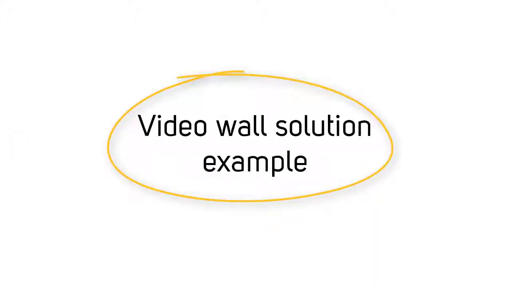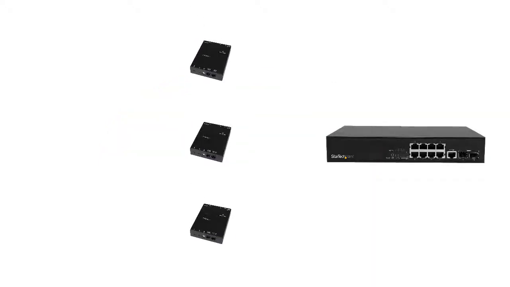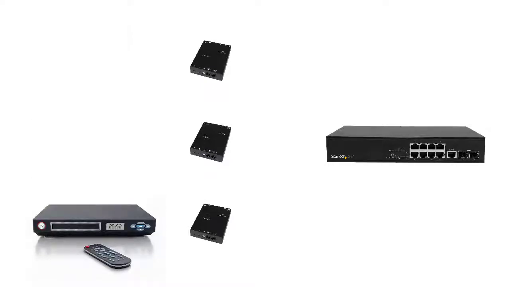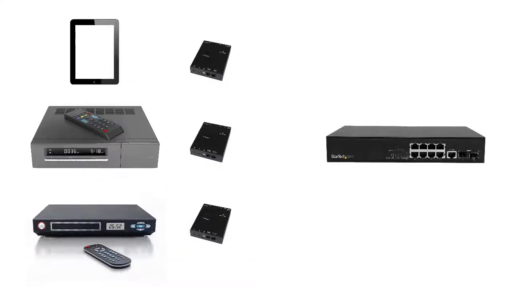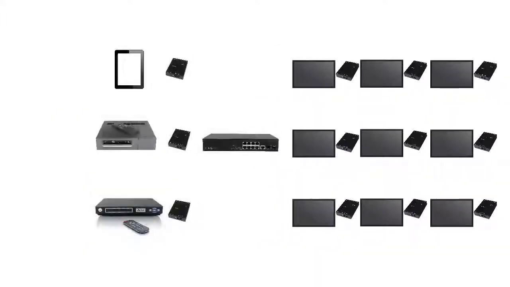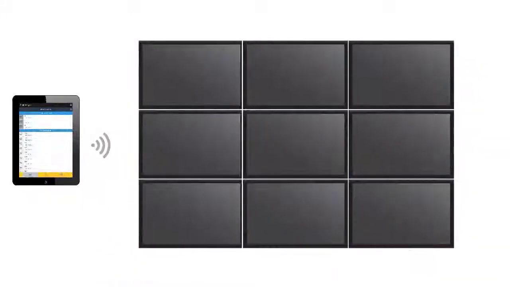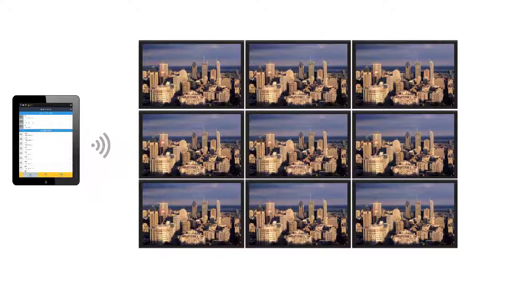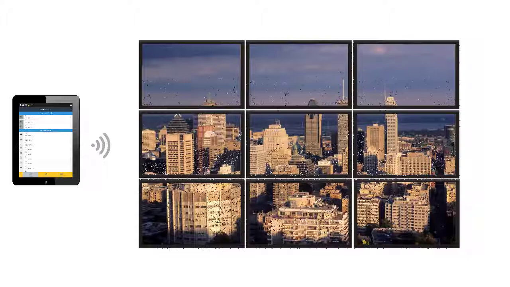Here is an example of a video wall solution using the ST12MHDLAN. In our setup, we have 3 ST12MHDLAN transmitters. One is connected to a Blu-ray player, one to a TV box, and one to a tablet. We then have 9 receivers, each connected to one of our displays. The transmitters and receivers are connected by a network switch. We have a tablet as our control device, which allows us to manage the video wall using the ST12MHDLAN application. With this setup, we can create several different video wall solutions and move between them quickly and easily.